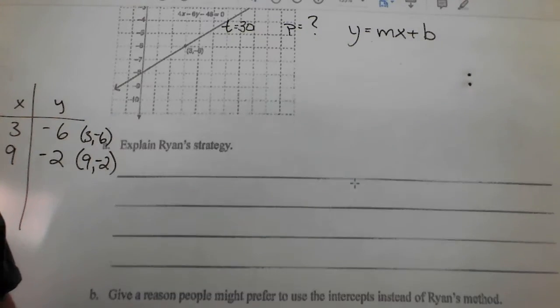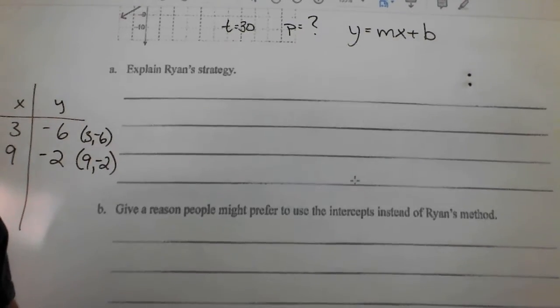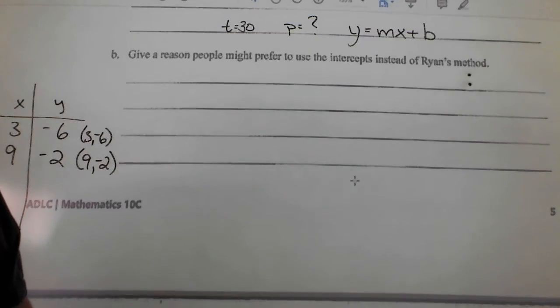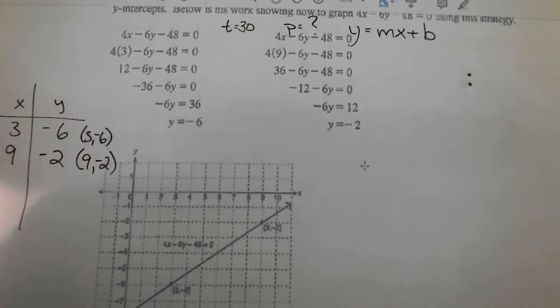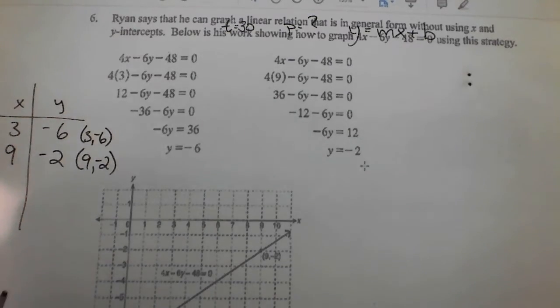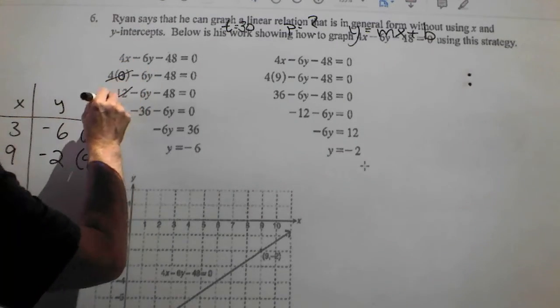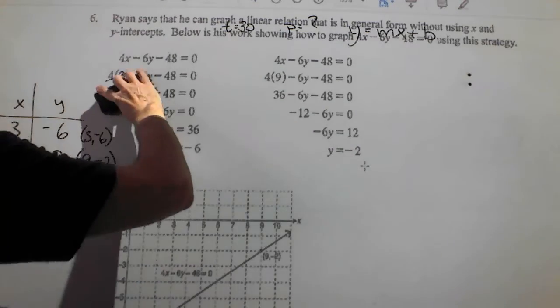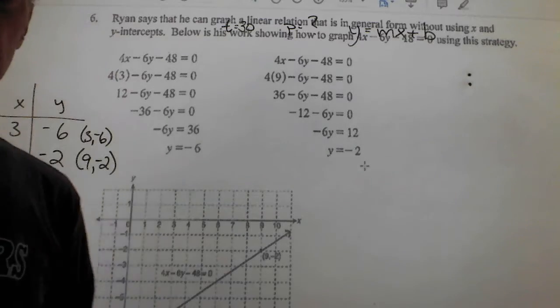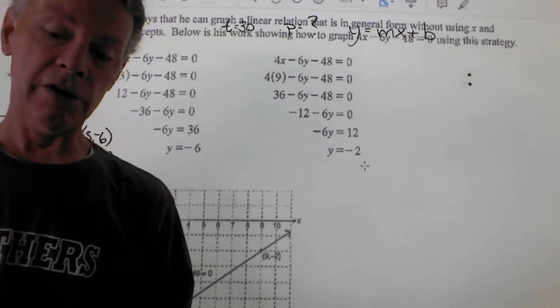Ryan is such a smart guy, so I just explained the strategy. Why might you prefer to use the intercepts? It just makes life easier, because if you use a value of 0, then this whole term disappears and it just gives you fewer numbers to work with. There's absolutely no reason why you would have to use the intercepts. It just makes it a little bit easier. Okay?